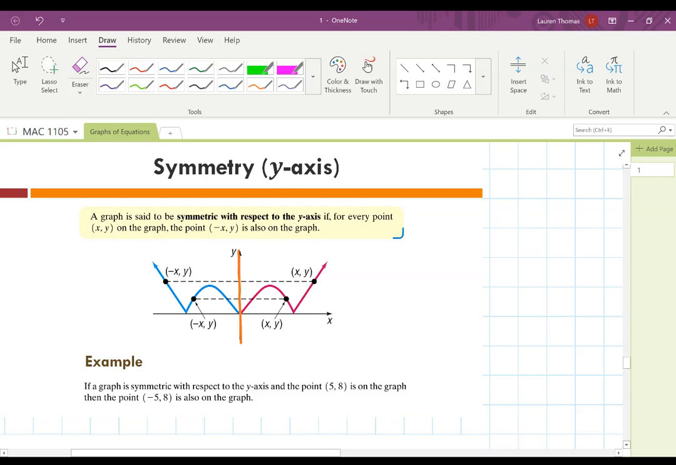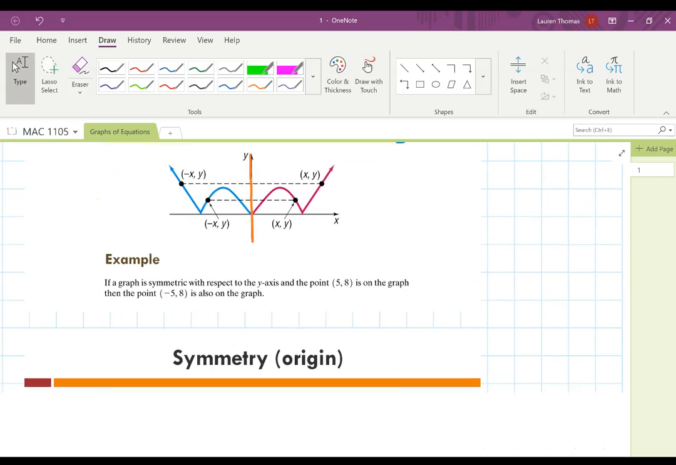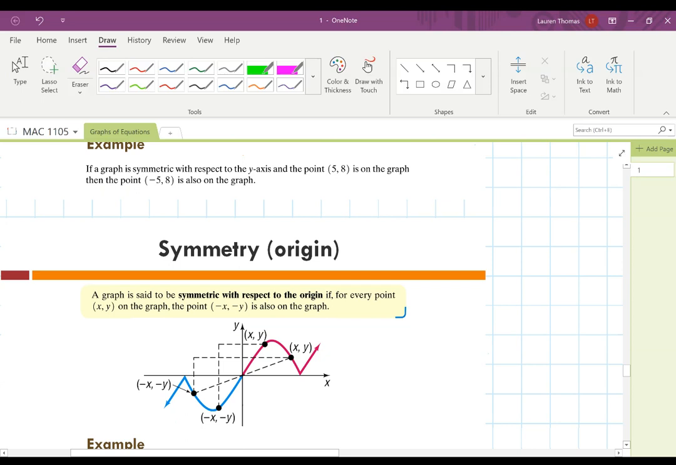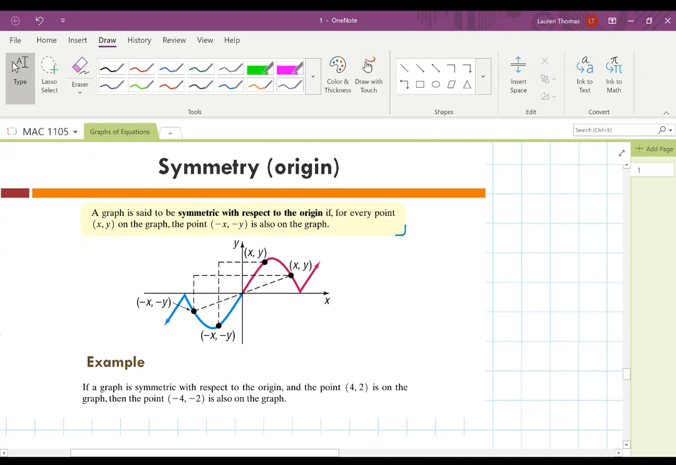Our example says if a graph is symmetric with respect to the y-axis and the point (5, 8) is on the graph, then the point (-5, 8) is also on the graph. So if we have these two points that have the same y value, their opposite x values must also be on the graph. And the last type of symmetry that we have is symmetry with respect to the origin.